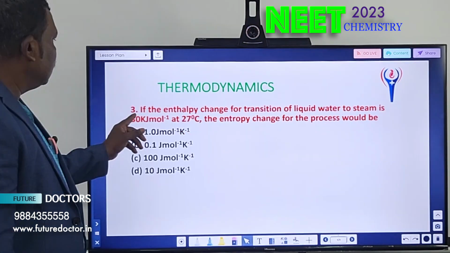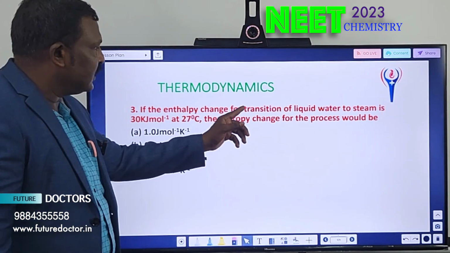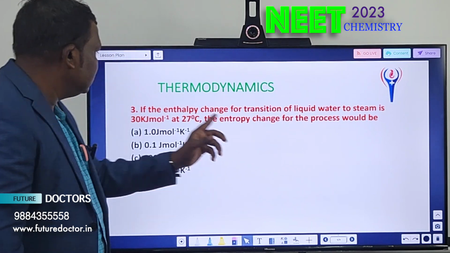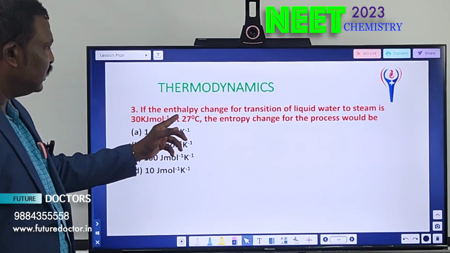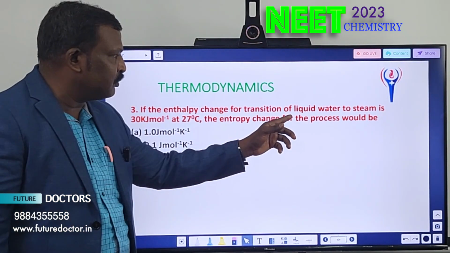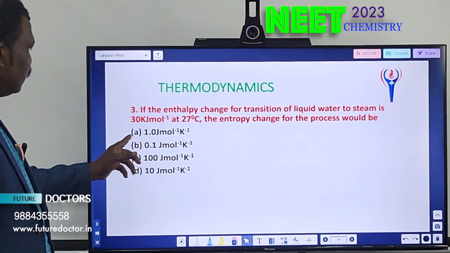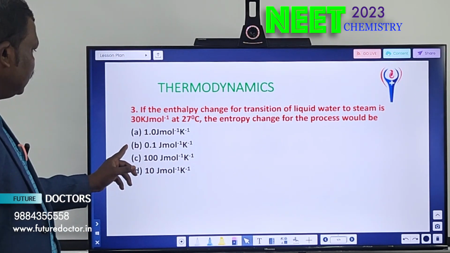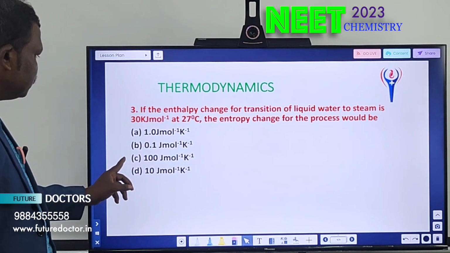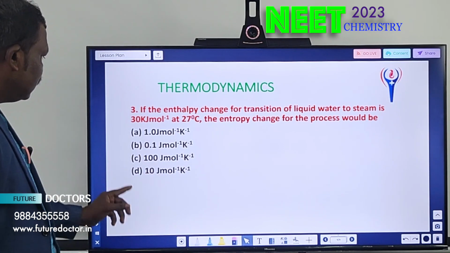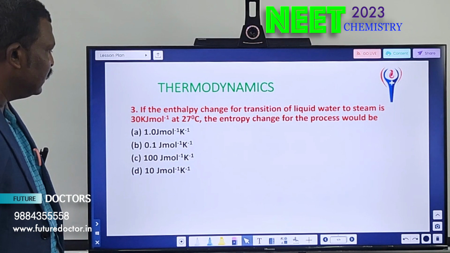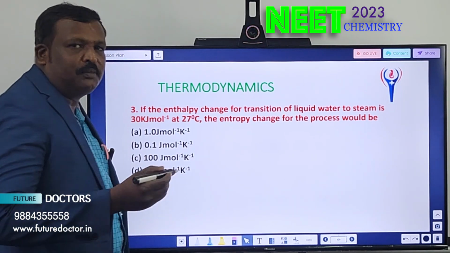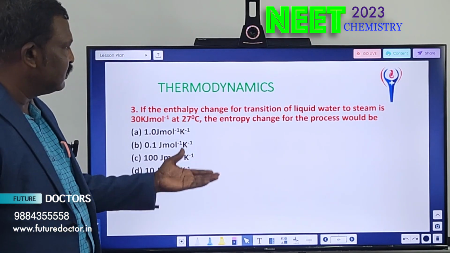Third one: if the enthalpy change for transition of liquid water to steam is 30 kilojoule per mole at 27 degrees Celsius, the entropy change for the process would be: option A 1.0 joule per mole per Kelvin, option B 0.1 joule per mole per Kelvin, option C 100 joule per mole per Kelvin, option D 10 joule per mole per Kelvin. Understood? So all the formulas, just keep in mind. This is mostly formula oriented. I have given only some.